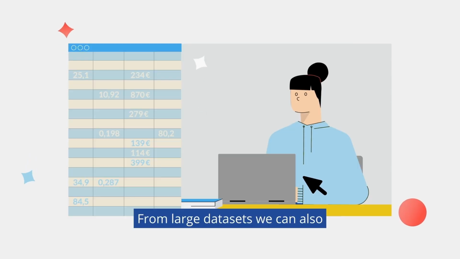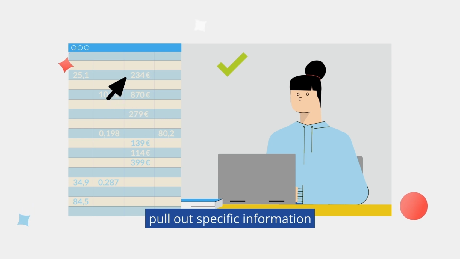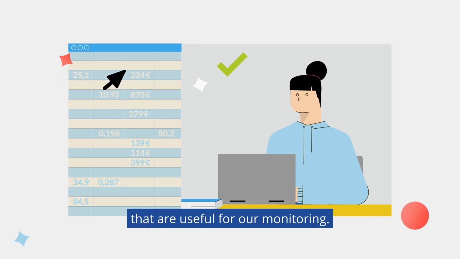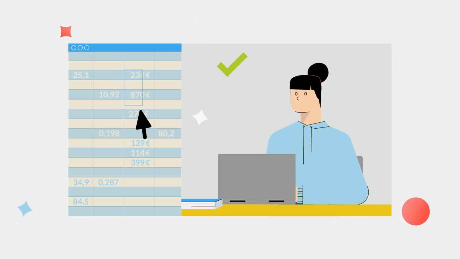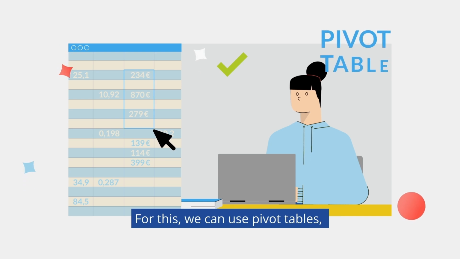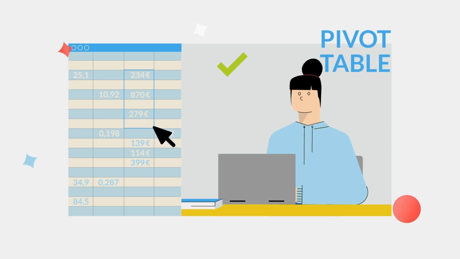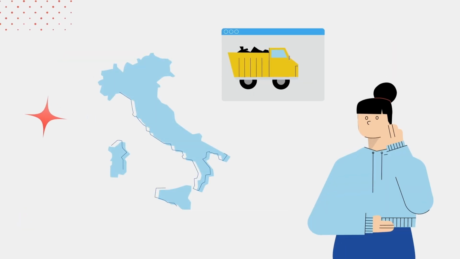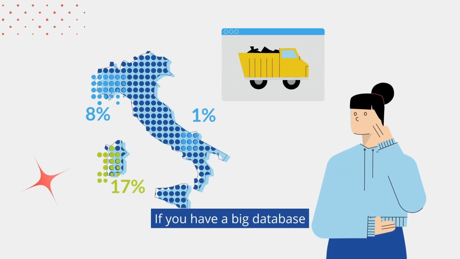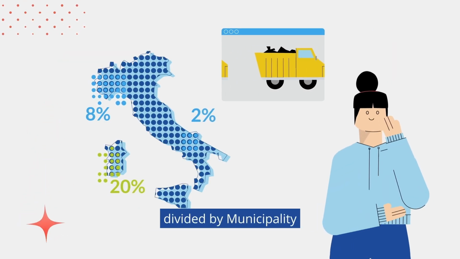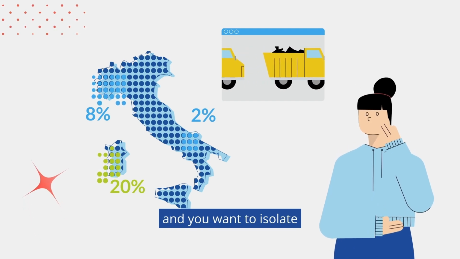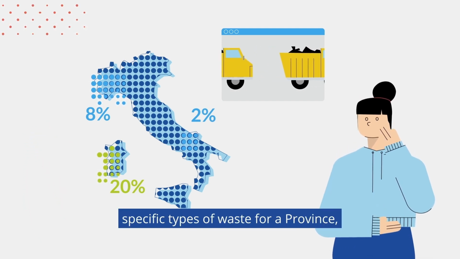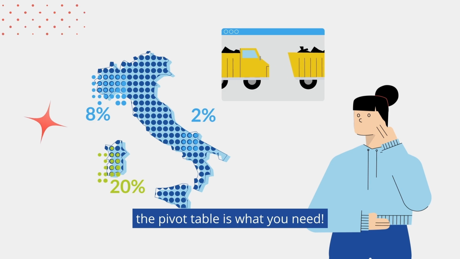From large datasets, we can also pull out specific information to create tables that are useful for our monitoring. For this, we can use pivot tables, which help to group, summarize, and organize data. If you have a big database with all the waste sorting data divided by municipality and you want to isolate specific types of waste for a province, the pivot table is what you need.